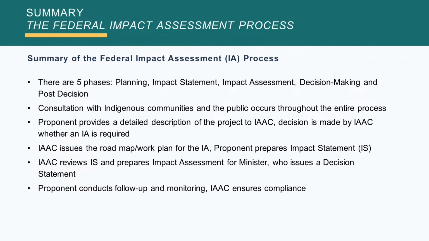It occurs continuously. The proponent provides a detailed description of the project to IAC. Remember, I mentioned the initial project description followed by the detailed project description. IAC then reviews these and makes a decision as to whether an impact assessment is required. IAC issues the roadmap or work plan for the IA, which are known as the Tailored Impact Statement Guidelines. The proponent prepares the impact statement. IAC reviews the impact statement and prepares what's called the impact assessment report for the minister, who then issues a decision statement.